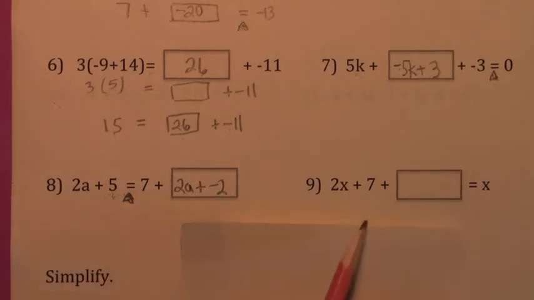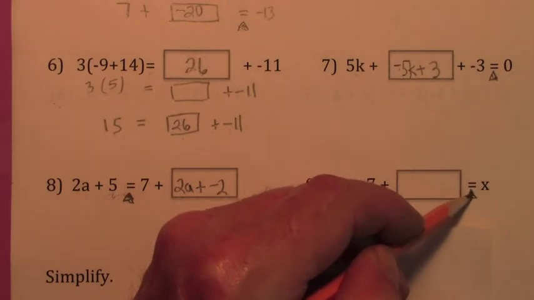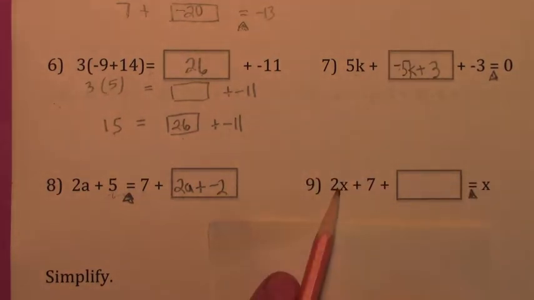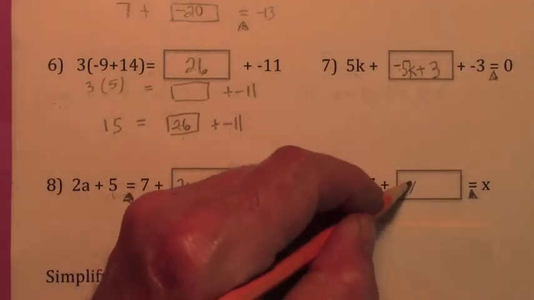Okay, on this one, again, the secret is to look at each one separately. Everything has to add up to x. Let's get the x's to work first. You have to have a net of 1x on both sides. Well, here you have 2x, so what do you put inside the box? So you'll have a net sum of 1x. You have to have a negative x.